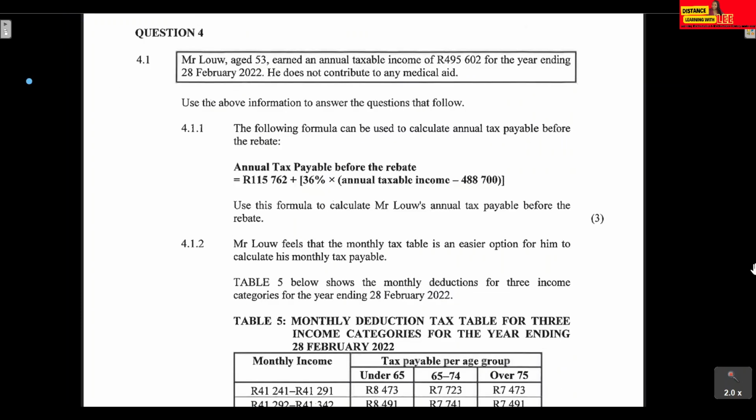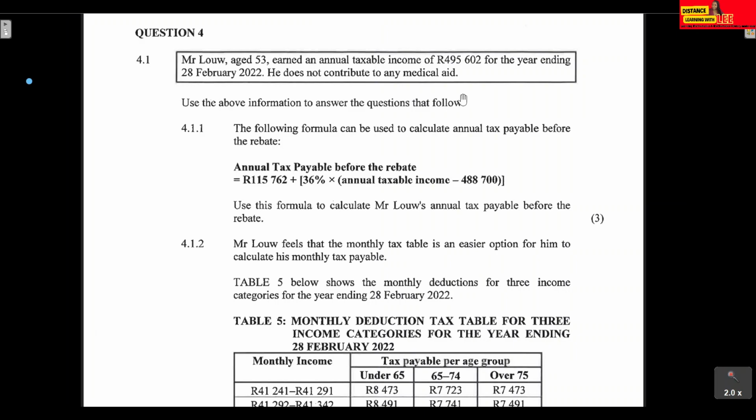So we are told that Mr. Low is aged 53, earned an annual taxable income of 495,602 for the year ending 28 February 2022. He does not contribute to any medical aid. Okay, so here we already know that Mr. Low doesn't contribute to any medical aid, right?